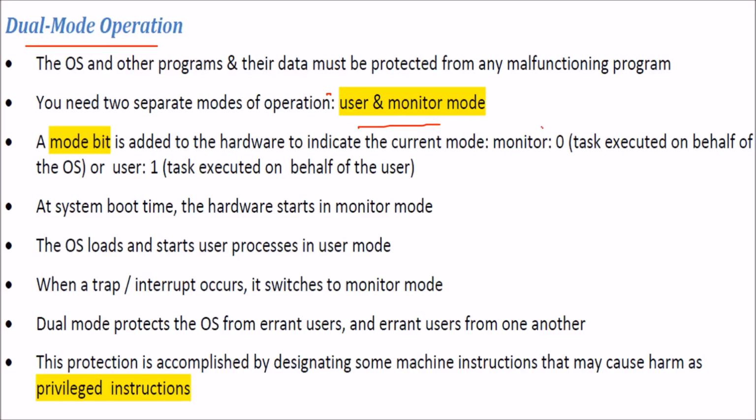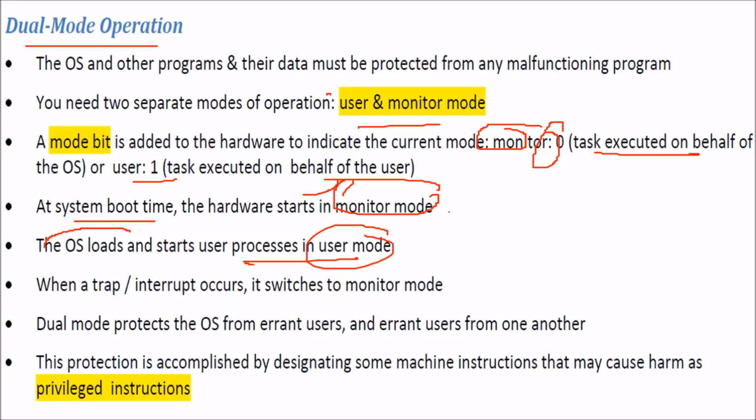So a mode bit is added. If the monitor bit is 0, the task is executed on behalf of the operating system. When the mode bit is 1, the task is executed on behalf of the user. At system boot time, the hardware starts in monitor mode. The operating system loads and starts the processes in user mode. Whenever a trap or interrupt occurs, the system switches to monitor mode. This dual mode is very important because it protects the OS from errant users, and errant users from one another.